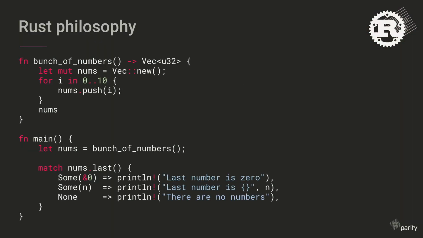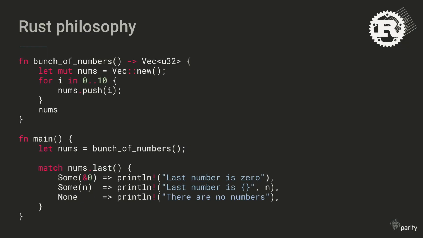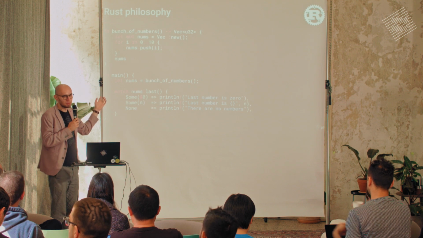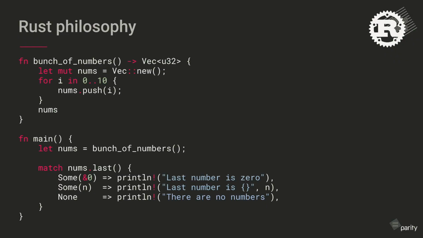So this is a piece of code I wrote that demonstrates what it can do. It's pretty simple, there are two functions, so don't be afraid. There's a function, bunch of numbers, that returns a vector of u32, which is a 32-bit integer. Then we call this function and print out the last number it returns. We create a vector, which is like a growable array, and then we do a for loop for 10 iterations, 0 to 9 technically, and push onto the vector, and then we return it.